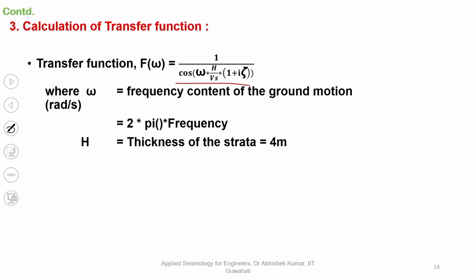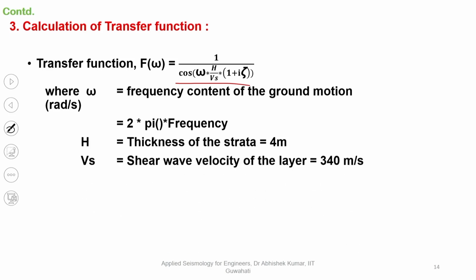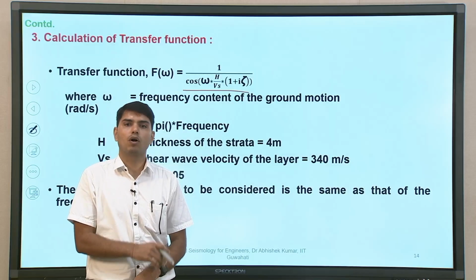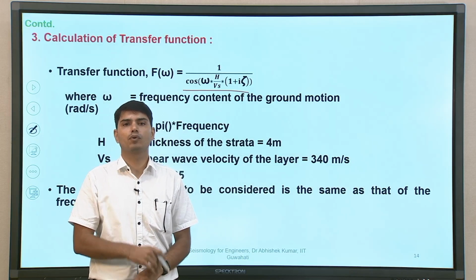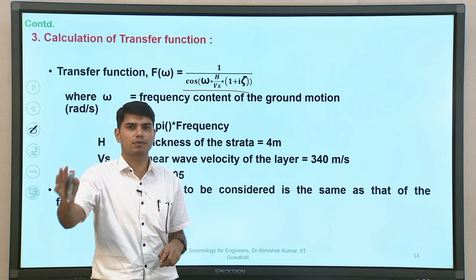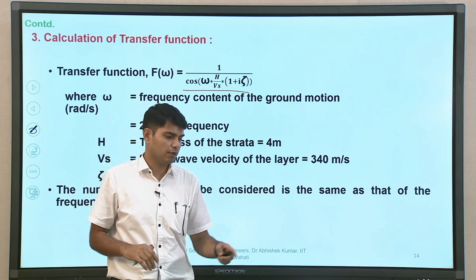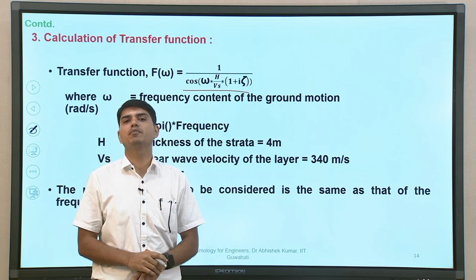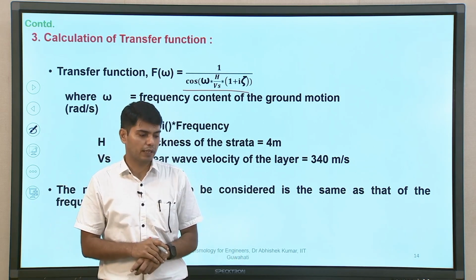So, omega is 2 pi times frequency content, h is the thickness of the soil strata, which is given as 4 meter, shear velocity is given as 340 meter per second, and damping ratio is given as 5% or 0.05. The total number of points to be considered for the transfer function will also be equal to the number of points available in your Fourier series, because when you transfer this bedrock motion to the surface, there will be a product of transfer function and Fourier amplitude. So, if you are having 4096 points corresponding up to 100 hertz, then the same value of transfer function also will be calculated over here.